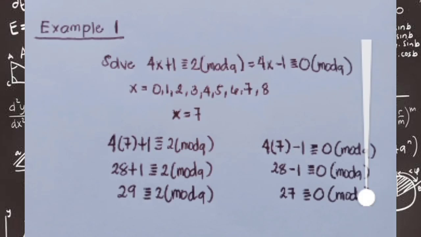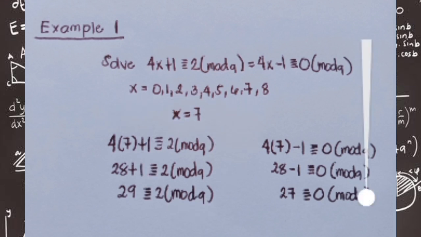Example number 1. Solve 4x plus 1 congruent to 2 modulo 9, which is equivalently 4x minus 1 congruent to 0 modulo 9. So, by trying x equals 0, 1, 2, 3, 4, 5, 6, 7, and 8, it can be seen that x equals 7 is a solution.